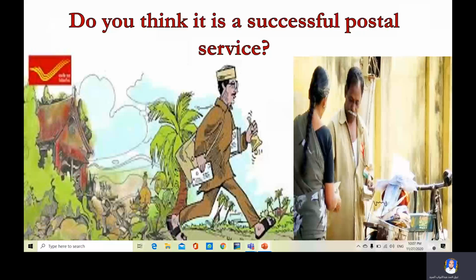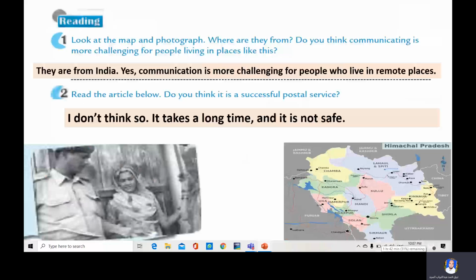Look at the map and the photograph. Where are they from? They are from India. Do you think communicating is more challenging for people living in places like this? Yes, communication is more challenging for people who live in remote places. It's very difficult. Now, read the article below.